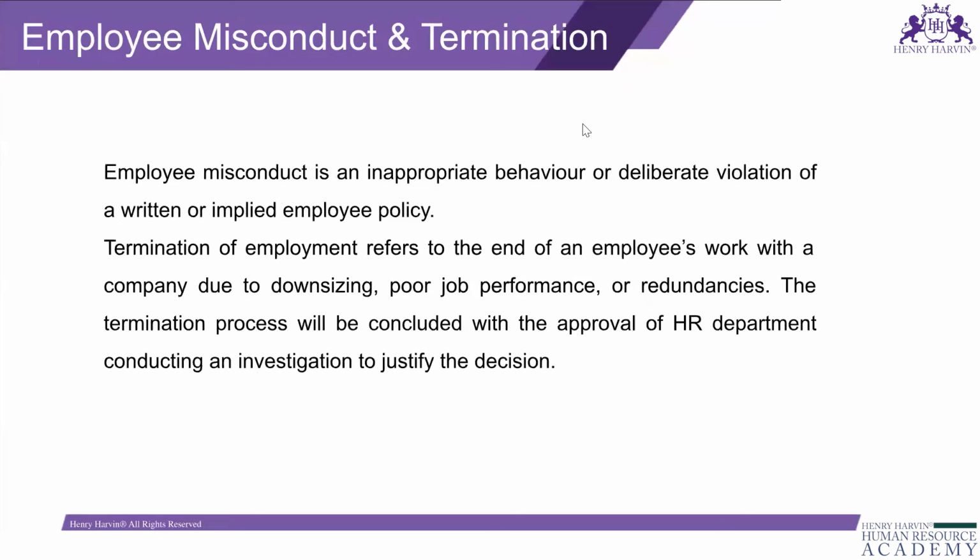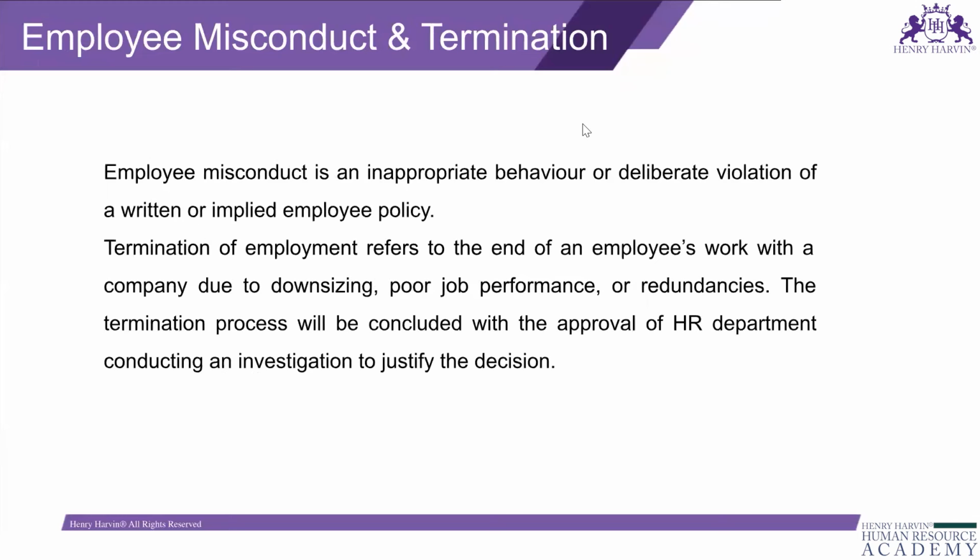Employee misconduct is inappropriate behavior of the employee, or the employee is deliberately, wantedly violating or not obeying the rules and regulations of the organization. So that is called misconduct. What is termination? Termination means the employer will end the employee's work with the organization. So it can be based on anything.